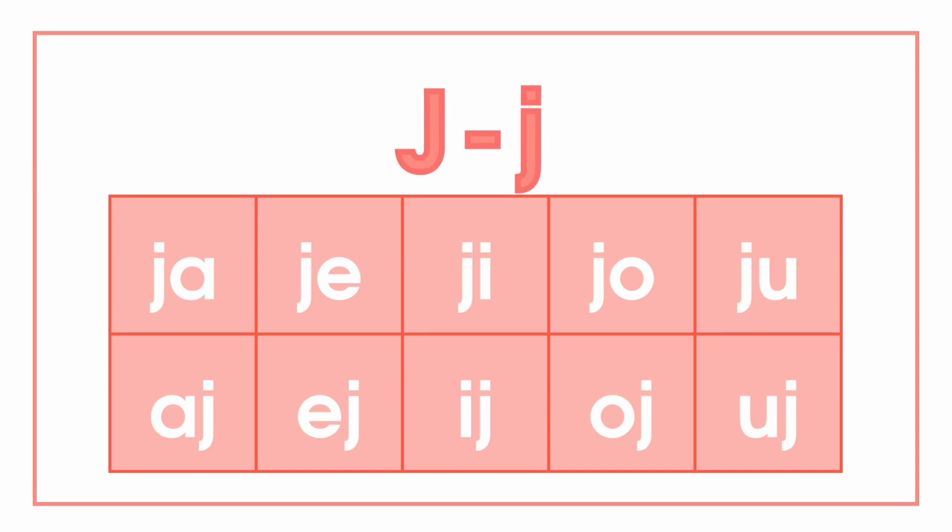The j sound has the sound of a strongly aspirated H. You can feel it in the back of your throat. We read them ja, je, ji, jo, ju. Aj, ej, ij, oj, uj. And again, the inverse syllables here follow the same pattern as the ch sound.